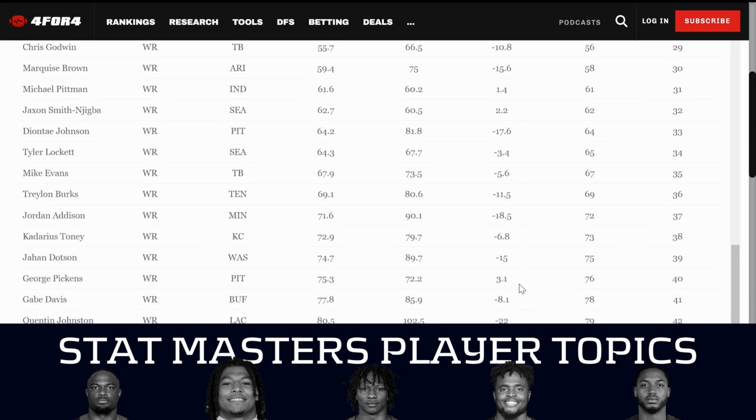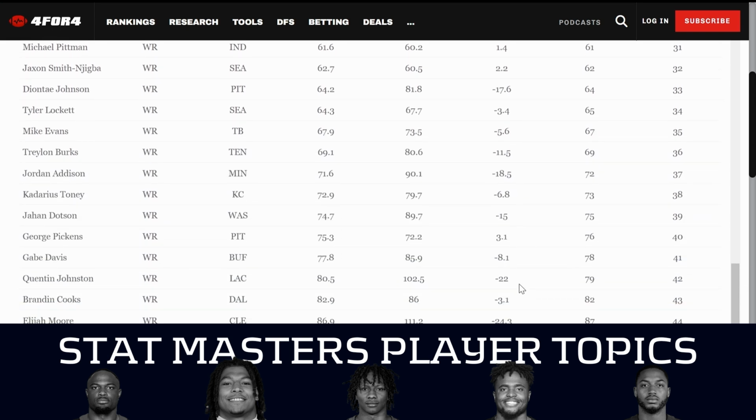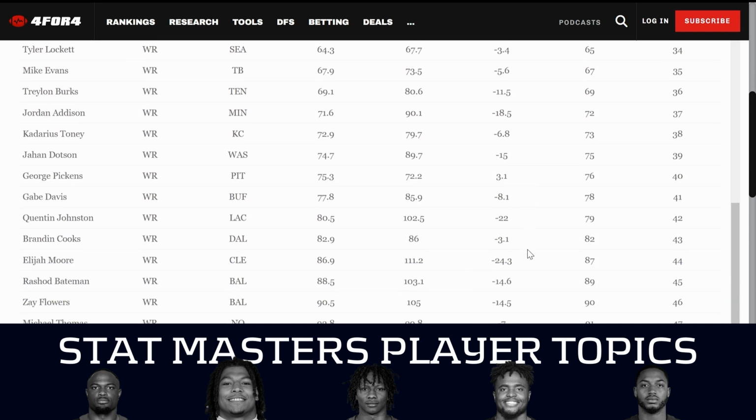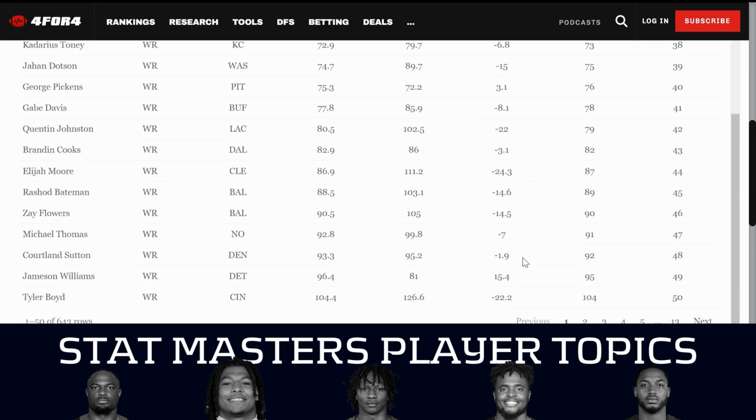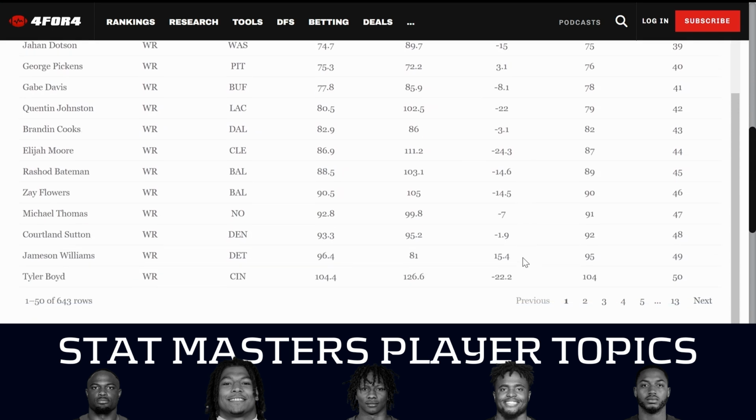And then you go down the list. Jordan Addison up a round and a half. Jahan Dotson up 15 spots, right? Elijah Moore up 2 full rounds. Quentin Johnston up 2 full rounds. Every single one, down to even Tyler Boyd. The top 50, all up 20 plus spots.